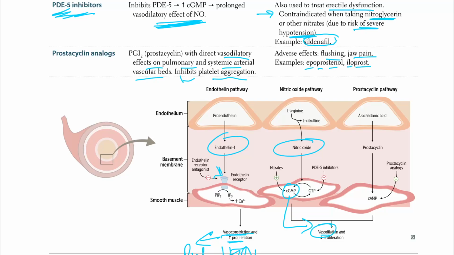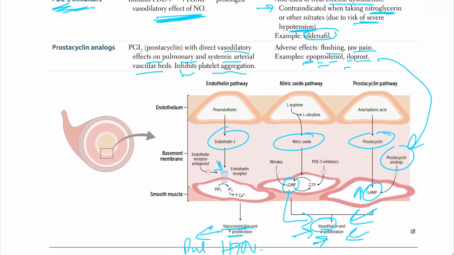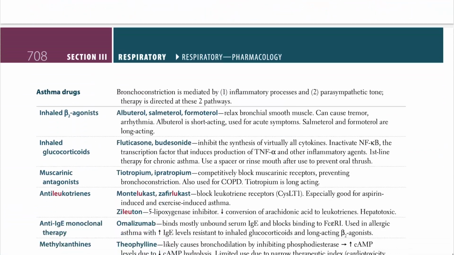Okay, let's look at it in the picture. Prostacyclins cause an increase in cyclic AMP, and that will lead to, again, vasodilation and a decrease in proliferation. If you give something from outside which increases the cyclic AMP, which is these two drugs, epoprostenol and iloprost, they would lead to vasodilation and decreased proliferation. And that's all for these pulmonary hypertension drugs.